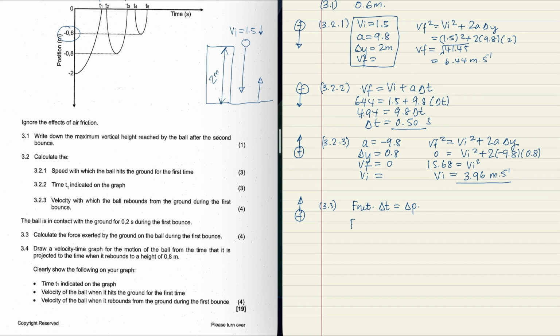So F net times 0.2 is going to equal 0.5 into, on rebound, the ball is moving 3.96 up, so that's going to be positive 3.96, minus, and then on the way down, the ball hit the ground with a velocity of 6.44 meters per second downward. And since I've chosen up as positive, it needs to be minus 6.44. And that gives us an F net of 26 newtons.